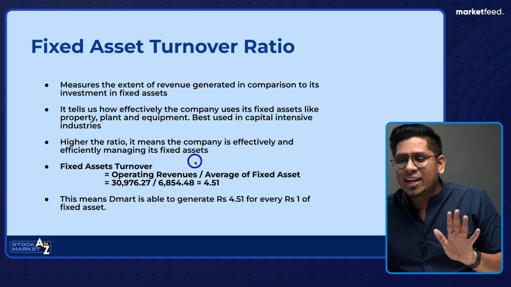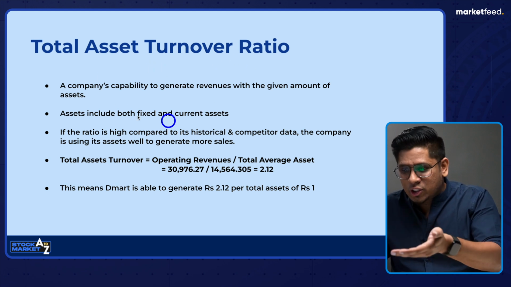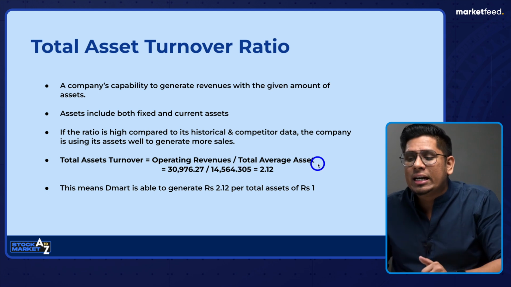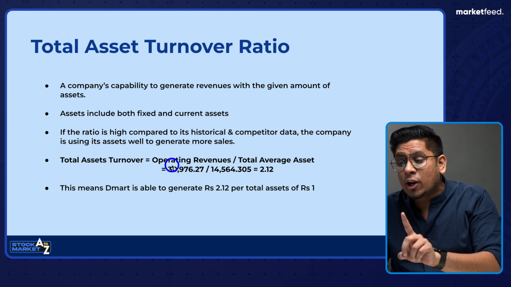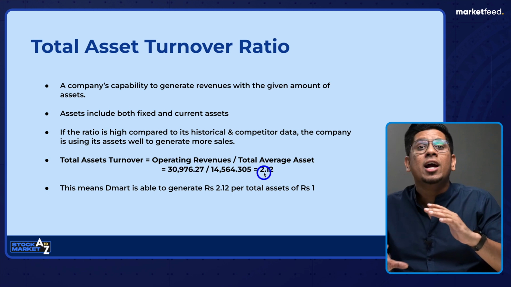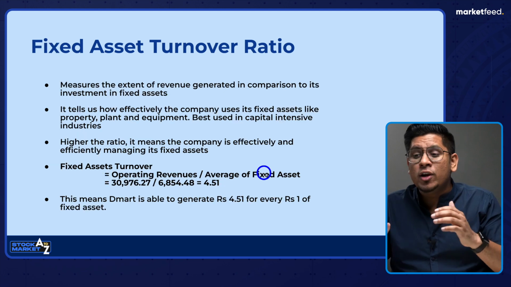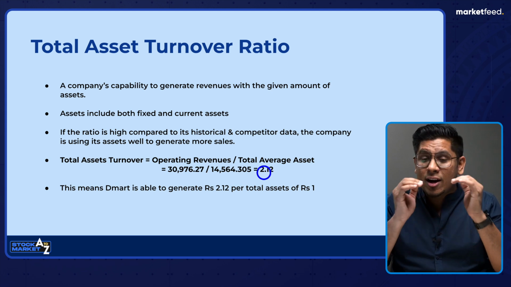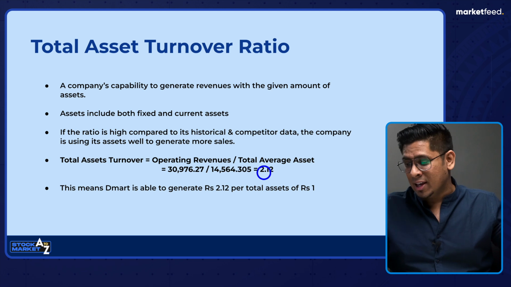Cool. If this is understood, then you can easily understand the total asset turnover ratio, because you can quickly jump here and look at the formula. Total assets turnover is equal to operating revenues divided by total average assets. In the previous ratio, we took only fixed assets. Here we are seeing the company's efficiency in converting all of its assets into revenue.